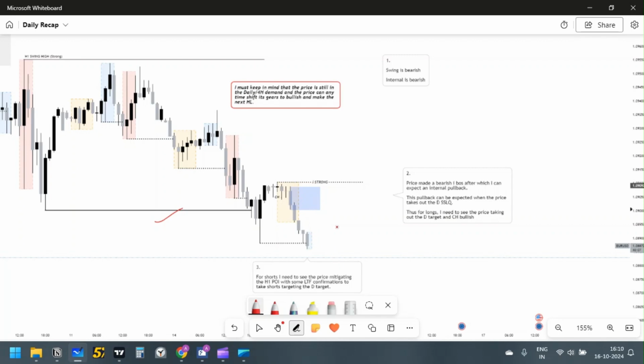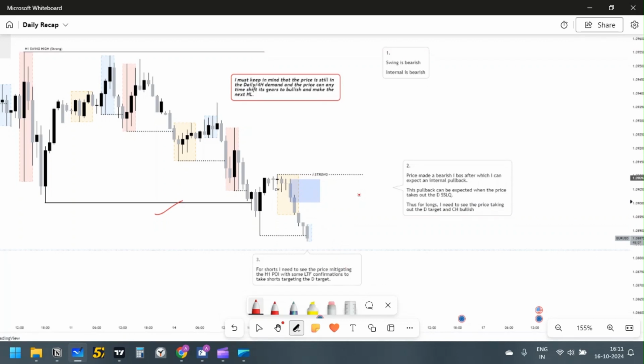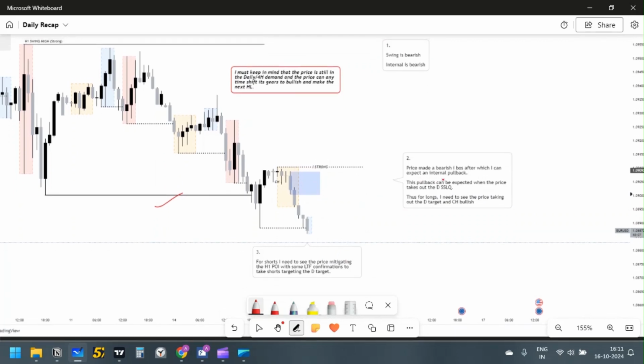Otherwise, I'll be waiting for the price to take this sell side liquidity, and then chop bullish, and then I'll be taking longs from here. It's as simple as that. So price made a bearish reposition after which I can expect an internal pullback. This pullback can be expected when the price takes out the daily sell side liquidity. Thus for longs, I need to see the price taking out the daily target and then chop bullish, as I mentioned earlier.